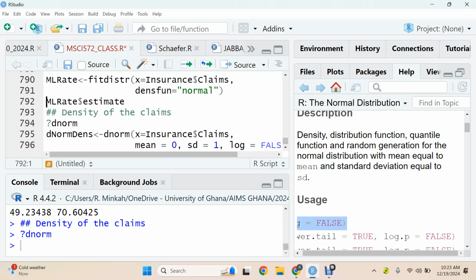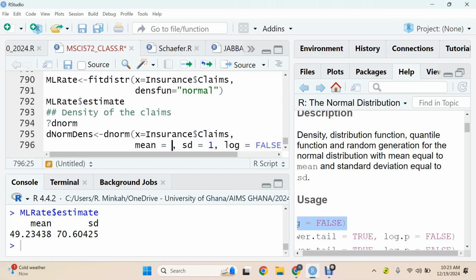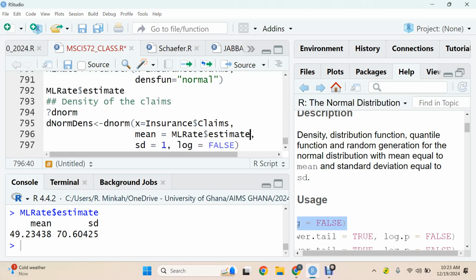So I'll call this one, the first, remember, the first one is the mean, isn't it? Yes, so the mean will not be 0 here, but the first one. What will be the standard deviation? The second one. Are you following?